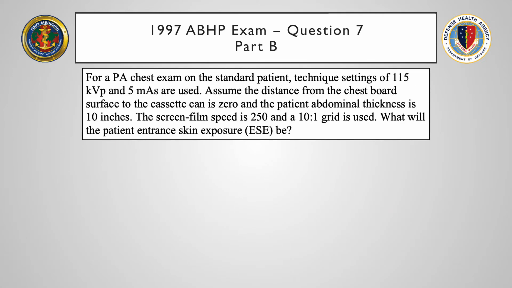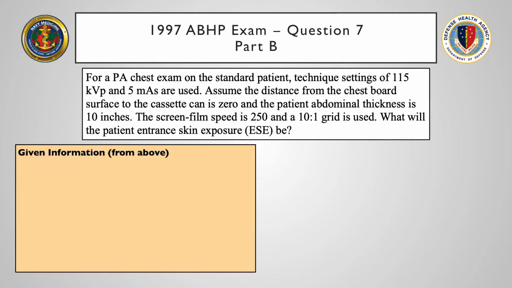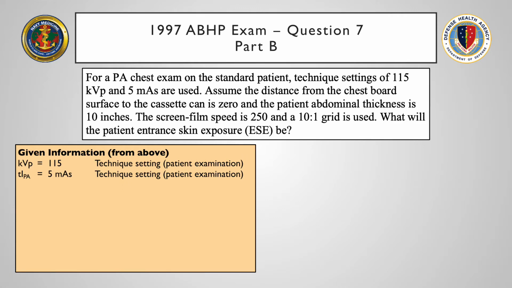We're in luck with part B because it's basically the same question as part A, just with a couple of changes to see if they can throw you through the ringer a little bit. So they tell you that it's a PHS exam, and for this exam they have technique settings of 115 kVp and 5 mAs. They also tell you to assume that the distance from the chest board surface to the cassette is 0, so that's basically telling you that your receptor distance behind the surface is 0 inches. And then they also tell you that the patient thickness is 10 inches.